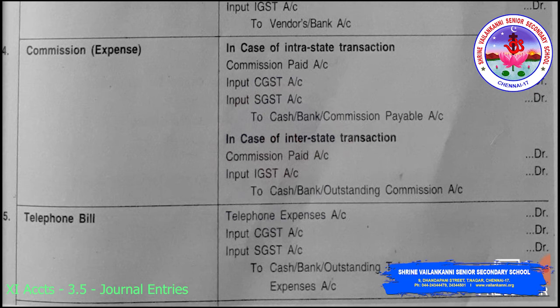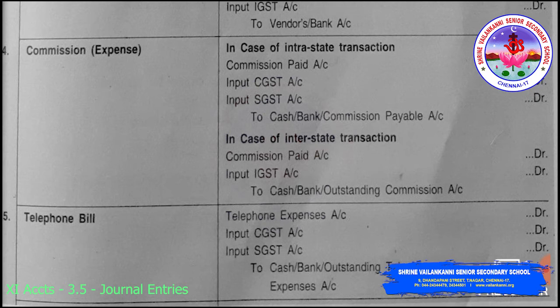Now when this outstanding commission account comes into picture, when you are following accrual basis of accounting and you are supposed to pay commission, say for example you are supposed to pay 5,000 rupees, you have not paid, then it has to be recorded somewhere. So commission paid account debit to outstanding commission account. That outstanding commission account will be shown in the balance sheet liability side. So it's a liability to you, that it states that you need to pay that amount.